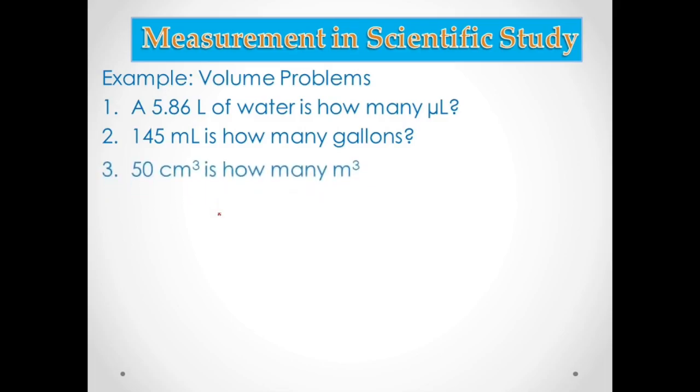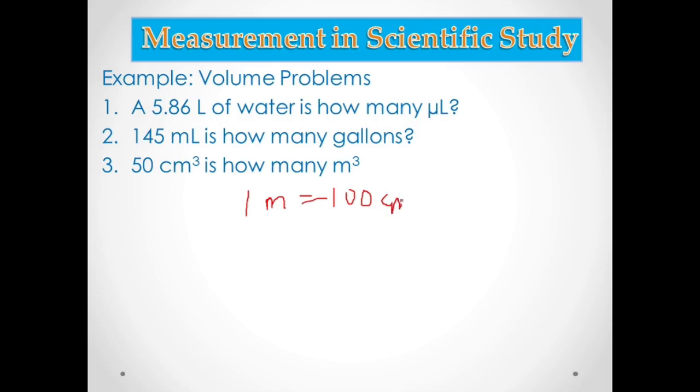How about the last one in volume problems? We have 50 cm cube is how many cubic meters? You can do this conversion from cubic centimeter to cubic meter. If you have only the conversion 1 meter is 100 centimeters, then you can use this conversion factor. For example, if you have 50 cubic centimeters and you're going to convert it into cubic meters, you multiply it with the conversion factor. Since cm is there, your cm should be at the denominator and your m at the numerator.